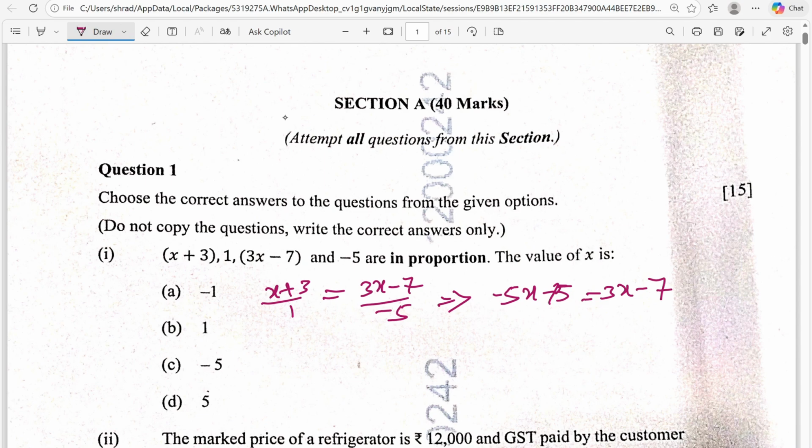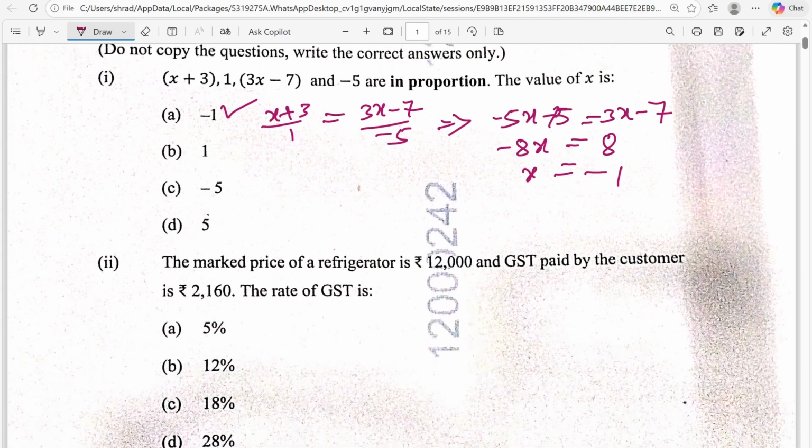That is your minus 5x minus 3x is minus 8x equal to, this is minus 15 plus 15, 15 minus 7 is 8. So x equal to minus 1. This one is the correct answer.